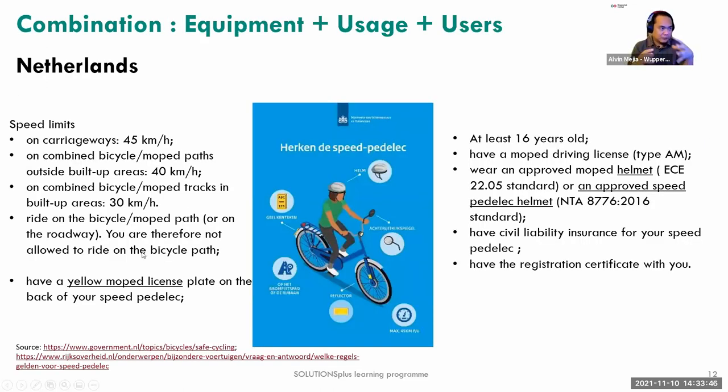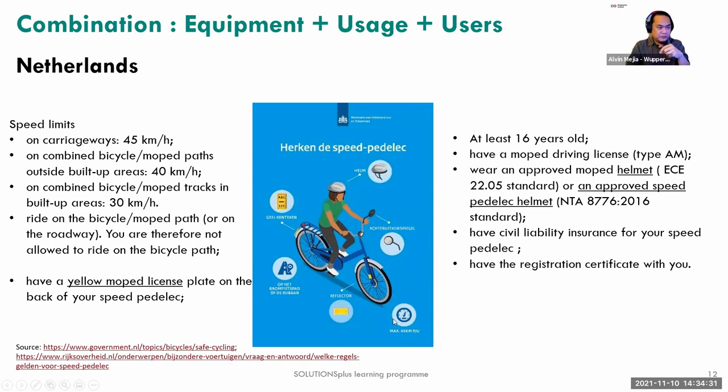Ito naman po, combination of equipment, usage, and users. Just an example, this is from the Netherlands. As you can see here, this is for their power assisted bikes. So there are speed limits depending on the type of road that they are operating on. They require that the pedelec has a license plate attached to it. So meron ding mga requirements in terms of the user. So again, like at least 16 years old, it has to have a license. Wear appropriate helmets, have to have civil liability insurance and registration certificate every time that they use it.